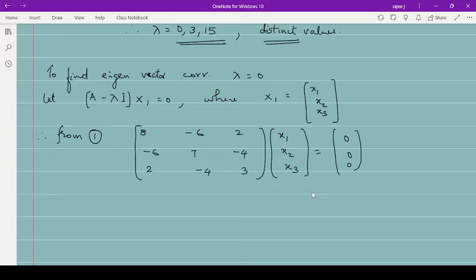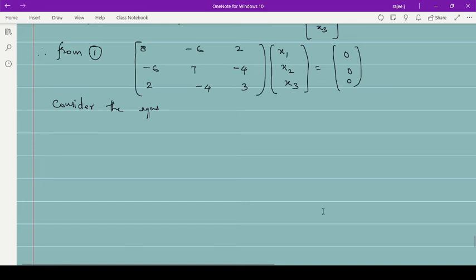Therefore now again consider any two equations. So whenever the roots are distinct, we use Cramer's rule. Okay, note it down somewhere. Whenever the roots are distinct, use Cramer's rule, or consider any two equations and simplify.